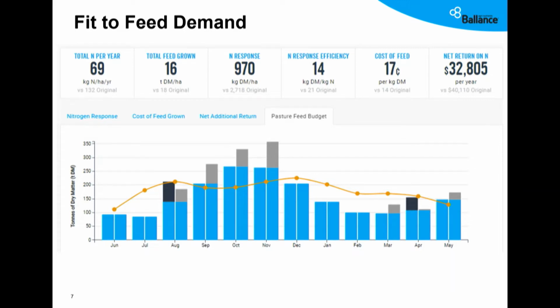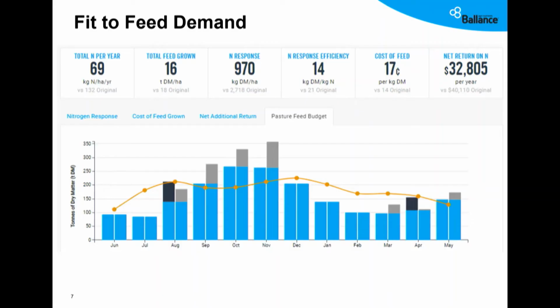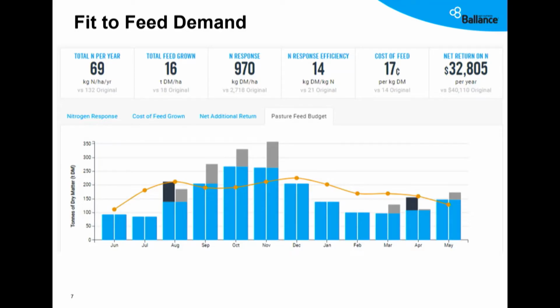We get two different graphs out of this model initially, and this is the fit to feed demand. The blue bars at the bottom there are the pasture growth rate from the farm without having nitrogen applied. The grey bars are the total dry matter grown with the nitrogen applied from last year, or your average, and the black bars are where the model's applying nitrogen to grow more feed.